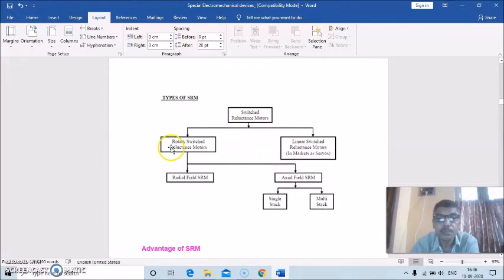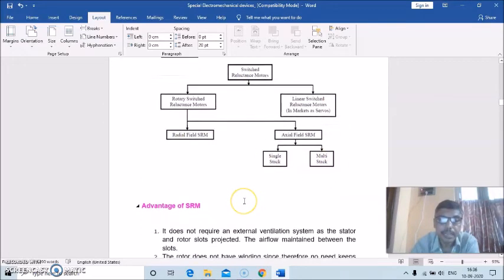So switched reluctance motor, so this is rotary switched reluctance motor, and this is linear switched reluctance motor. In market it is actually servos, and this is radial field SRM and axial field SRM. So axial field SRM again single stack and multi stack. Okay, so these are the types.